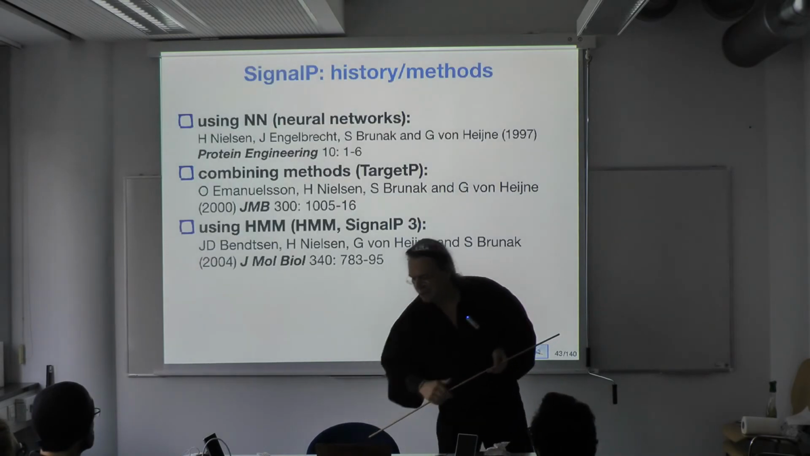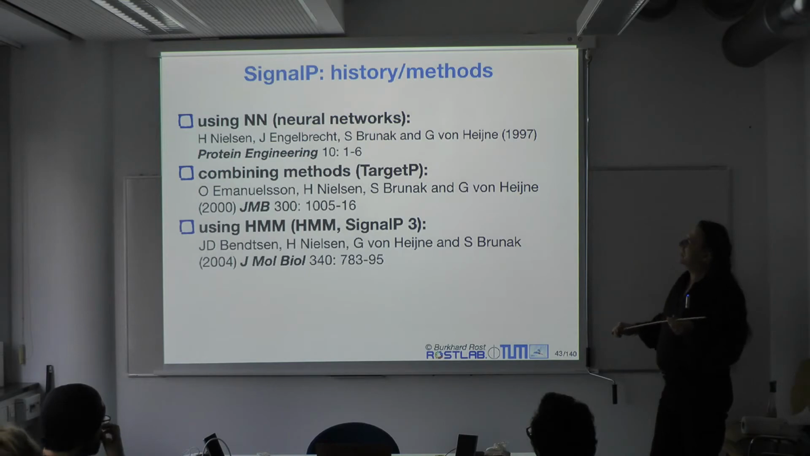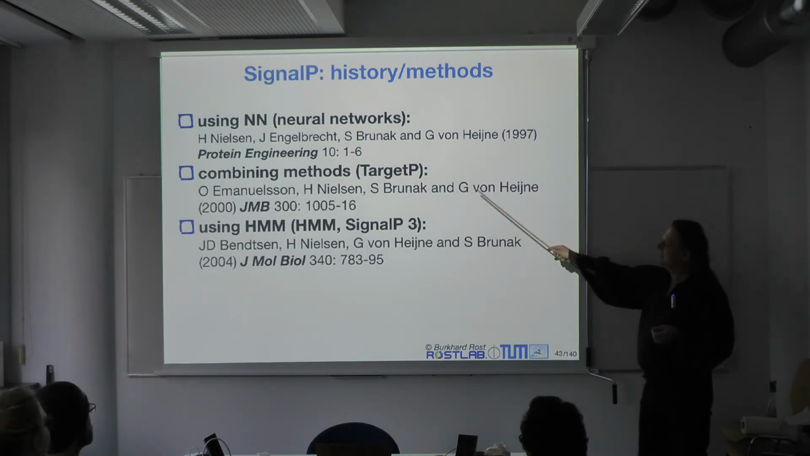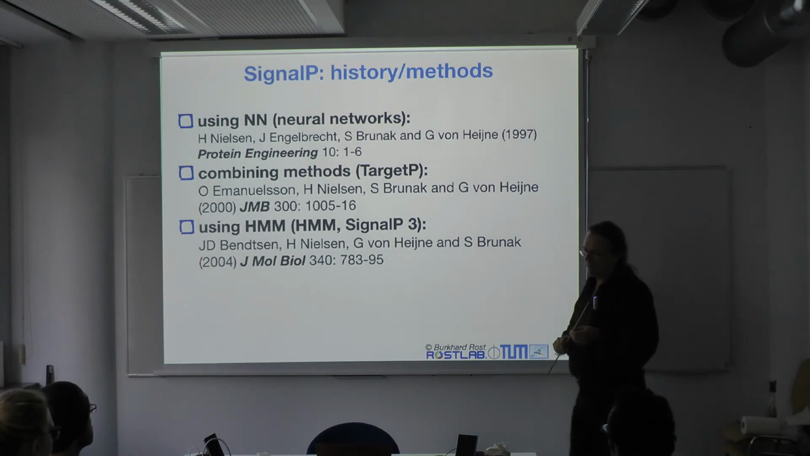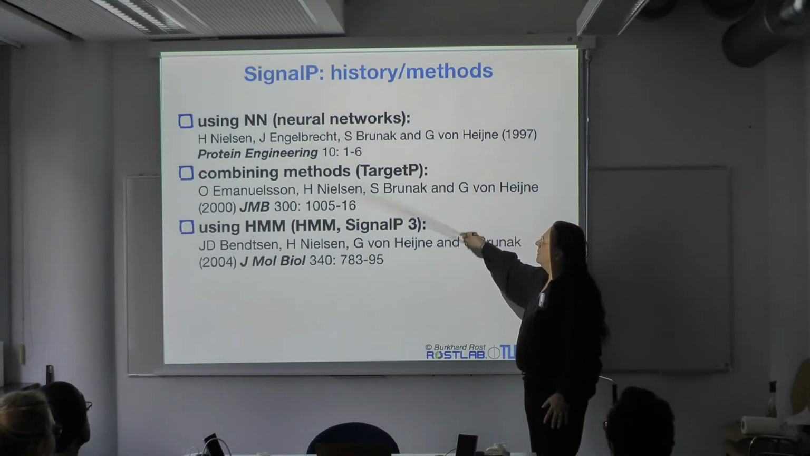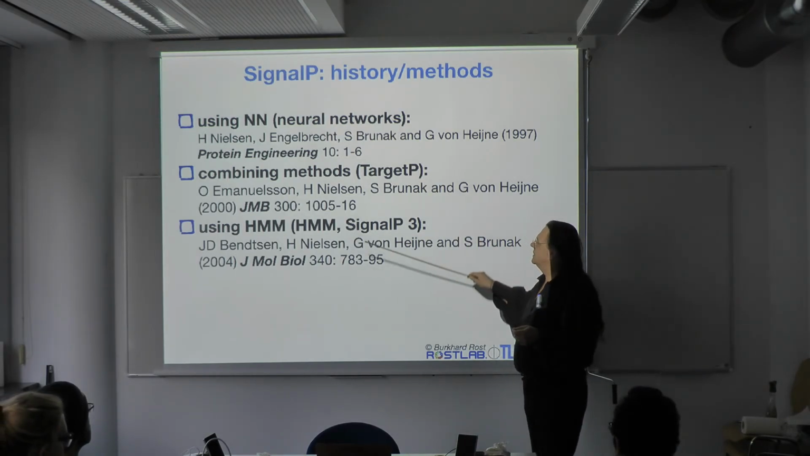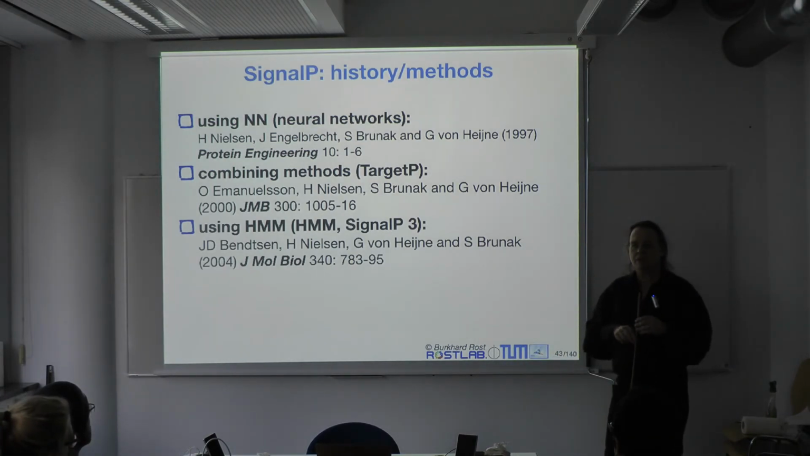And the beauty is you can simply use all kinds of machine learning devices to handle the task. Initially, they used neural networks. Then they combined methods, so that's a different story I'll get back later to. And then they used HMMs. HMMs, anybody in the room? I will get back to neural networks briefly later. But anybody in the room knows what the difference is between neural networks and hidden Markov models? No?